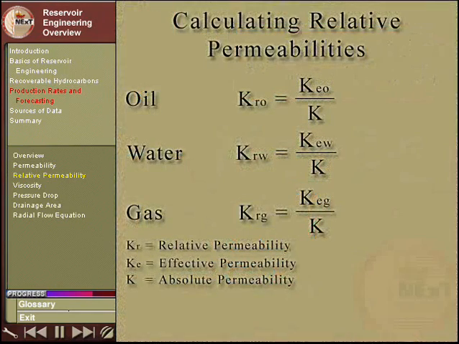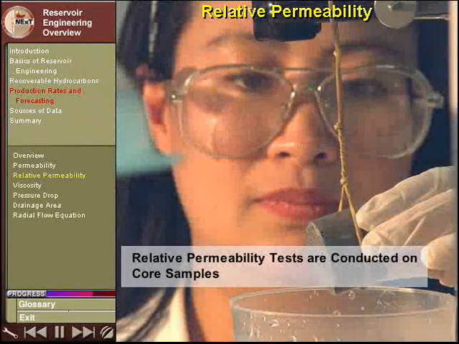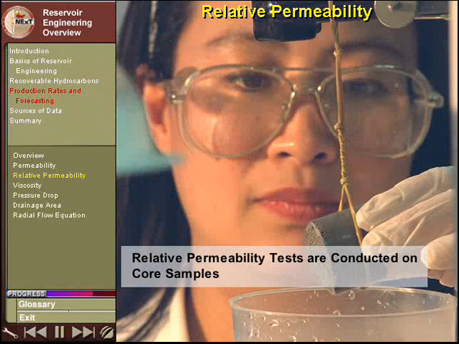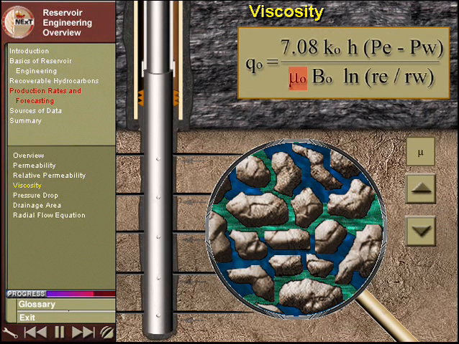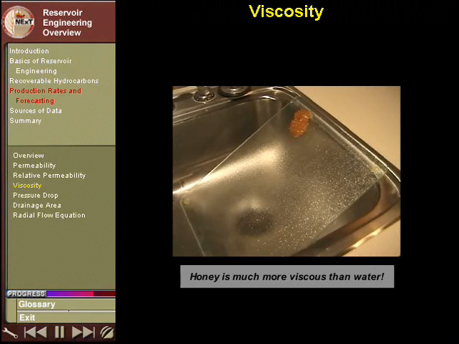Relative permeability is defined as the ratio of the effective permeability to a fluid at a given saturation to a base permeability. The base permeability is commonly taken as the effective permeability to the fluid at 100% saturation. Laboratory tests are conducted on cores to determine relative permeability ratios, which are then applied to the permeability in calculations which are used to predict flow. Viscosity is another parameter that determines the flow potential for a well. Viscosity is a property of all fluids and is the resistance to flow exerted by a fluid.